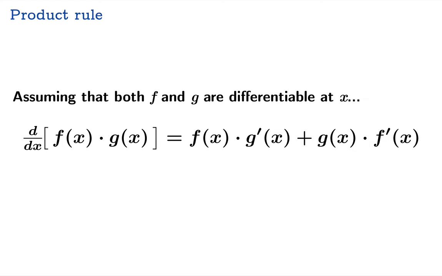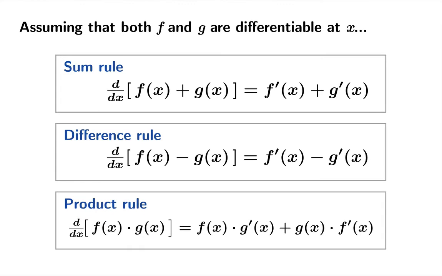Now remember, we've assumed that f and g are both differentiable at x. That's required in the hypothesis of this theorem. So this is the product rule that we sought. And you'll notice that it is more complicated than the sum and difference rules.